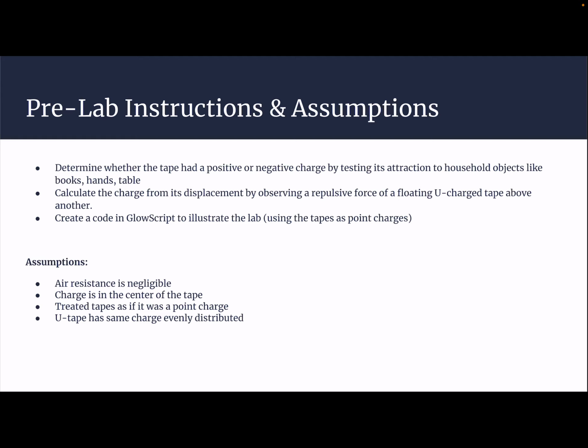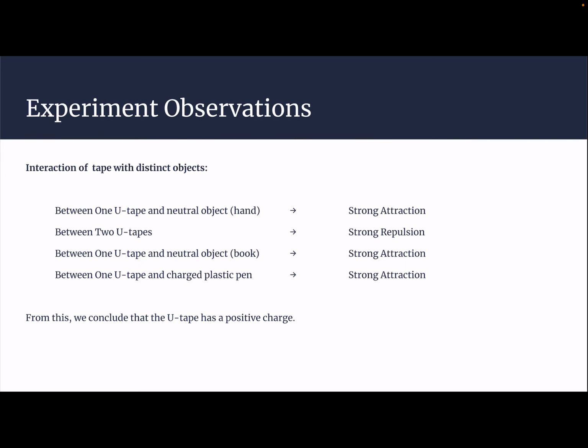During the experiment, the following observations were made. Between two U-tapes, there was a strong repulsion. Between one U-tape and a neutral object, a book, there was a strong attraction. Between one U-tape and a neutral object, which was a hand, there was a strong attraction. And between one U-tape and a charged plastic pen, there was a strong attraction. Since the charged plastic pen is negatively charged because it was rubbed through hair and the U-tape was attracted to it, we can conclude that the U-tape has a positive charge.